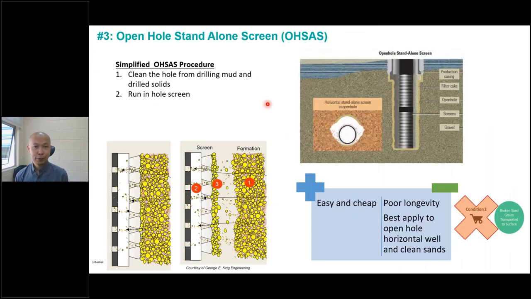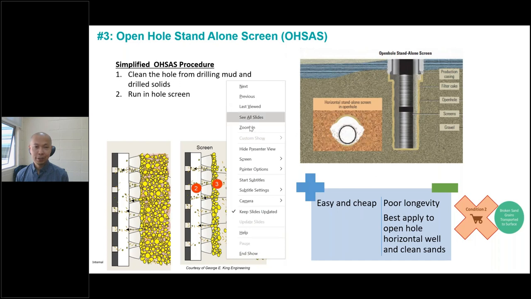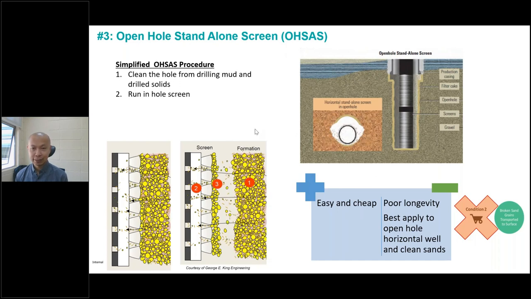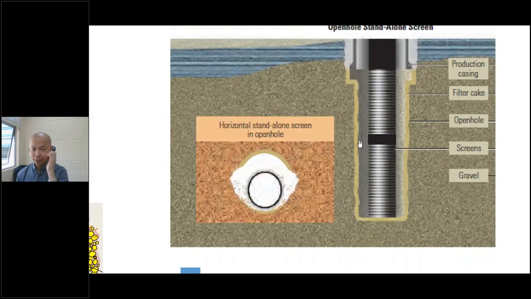Okay, open hole standalone screen. This is applicable, if you ask me, my opinion, only for open hole. So I will never install a standalone screen in cased hole. Theoretically, it's not going to work. So let's limit it to open hole. Okay, as I said, it's the simplest way. You just drill a hole and then we run the screen, and that's all. We can produce the well.